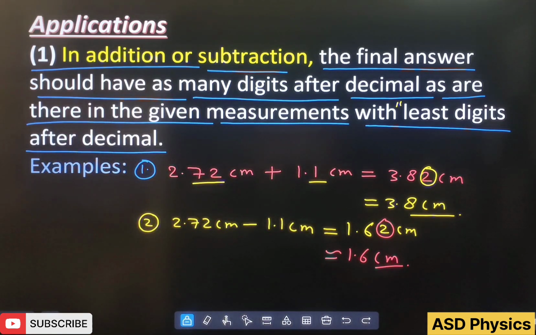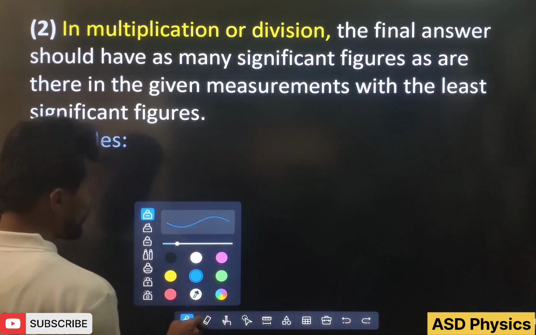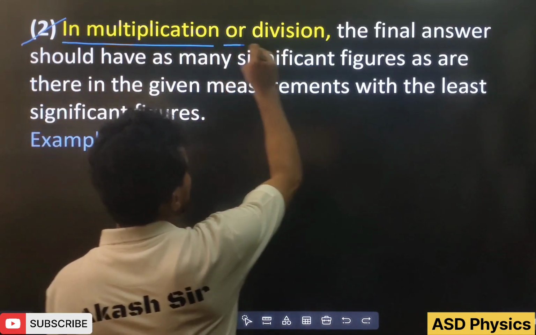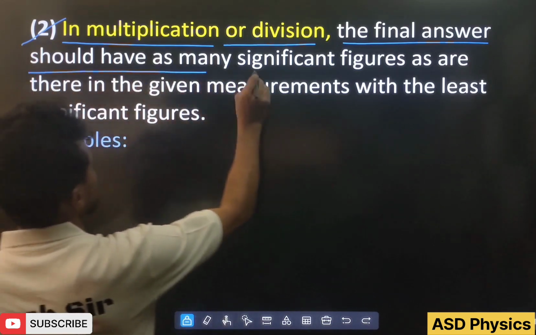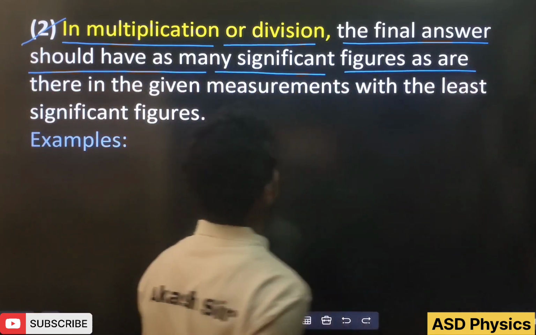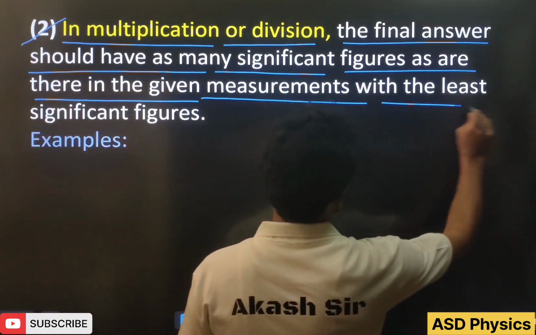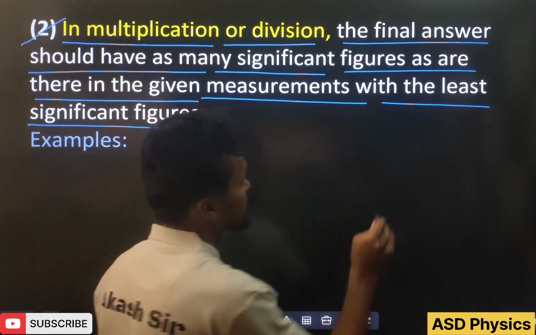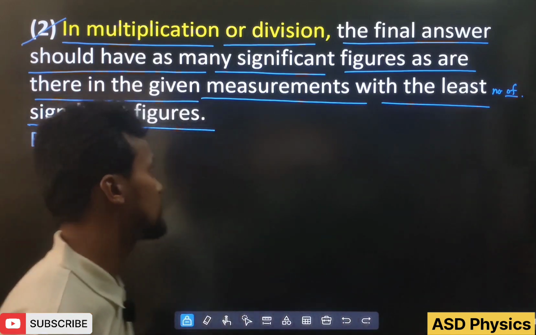Kindly see very well how we have done it. Great. This is the first application, where we have seen digits after decimal. But now the second application. In multiplication or division, the final answer should have as many significant figures as are there in the given measurements with the least number of significant figures. Least number of significant figures.